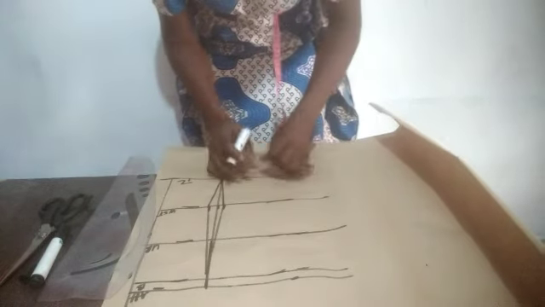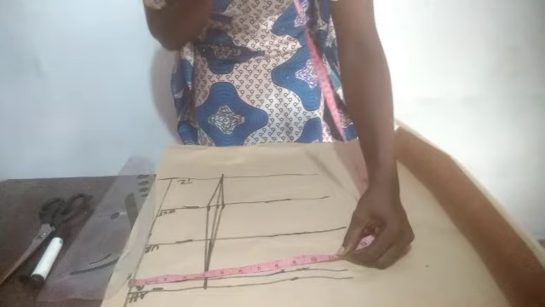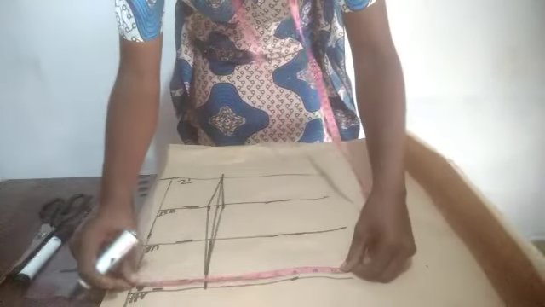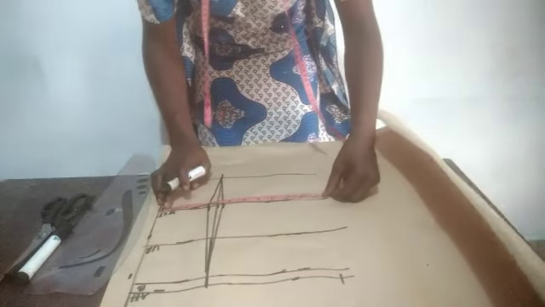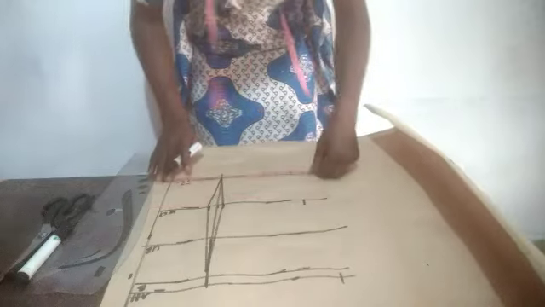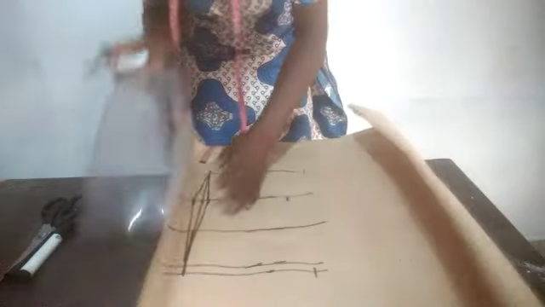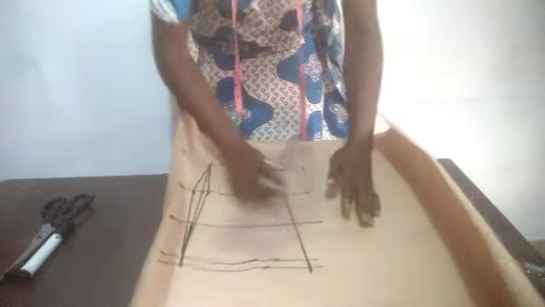So the next thing we are going to do now is to go ahead and mark our bust measurement. Now our bust measurement is 11 inches. I'll go ahead and mark 11 inches. My waist measurement is 10 inches. I'll go ahead and mark my 10 inches. And for my top length, I'm going to make use of my hip measurement, which is 12 inches. So connect it with your pattern master.